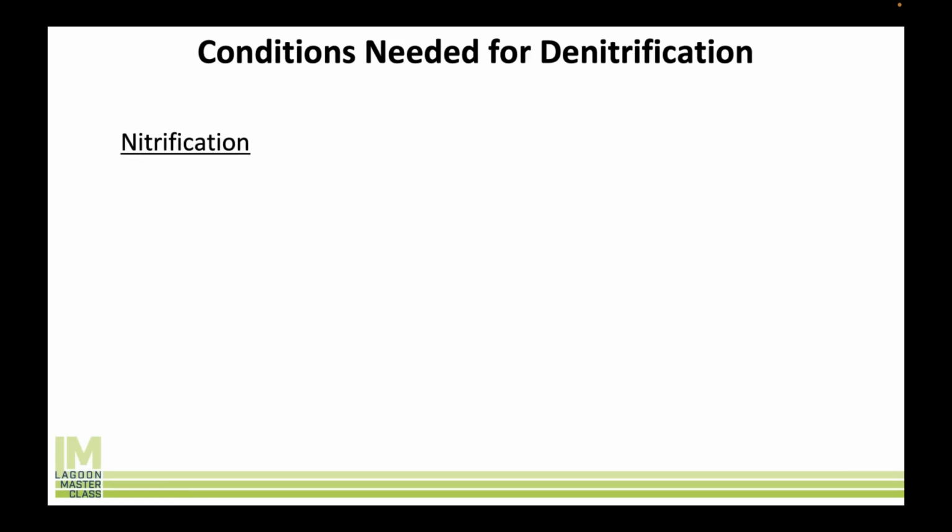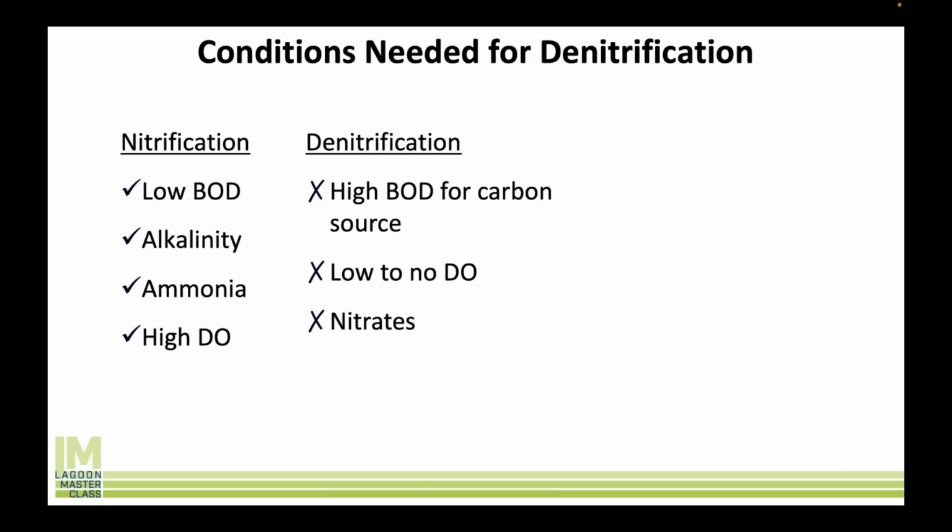So what do you need to nitrify? You need low BOD, alkalinity, ammonia, and high dissolved oxygen. Again, I'm not going into great lengths of detail of how to nitrify here, but these are some of the key things. Then you start looking at denitrification and say, what do I need for that? Well, I need high BOD because I actually need to grow the heterotrophic bacteria, the bugs that denitrify. And I need that BOD to be a carbon source for the denitrification process.